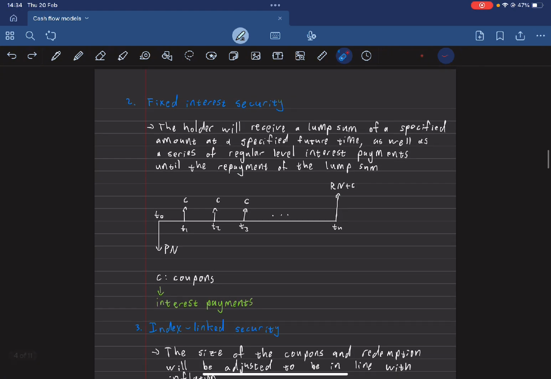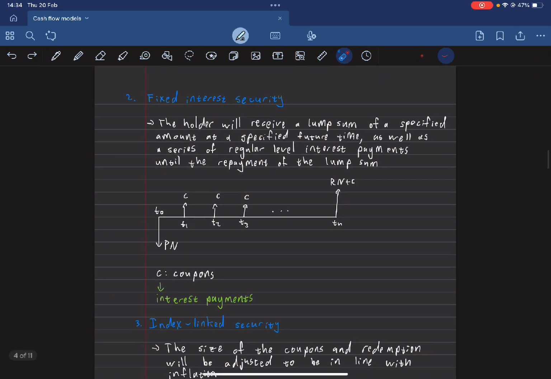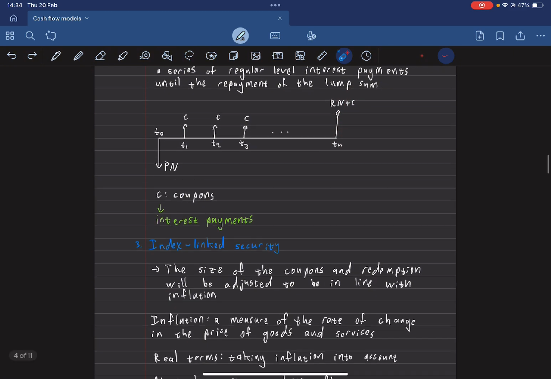The next one we're going to look at is a fixed interest security. For a fixed interest security, the holder will receive a lump sum of a specified amount at a specified future date, as well as a series of regular level interest payments until the repayment of the sum. We call the regular interest payments coupons for a fixed interest security. So we can see that over here. We're going to have an amount that we buy it for at time zero, and then we're going to receive coupons, often every month, maybe every year, depends on the contract. And then at some future time, we're going to get the redemption amount plus the coupons. So that's the timeline for a fixed interest security.